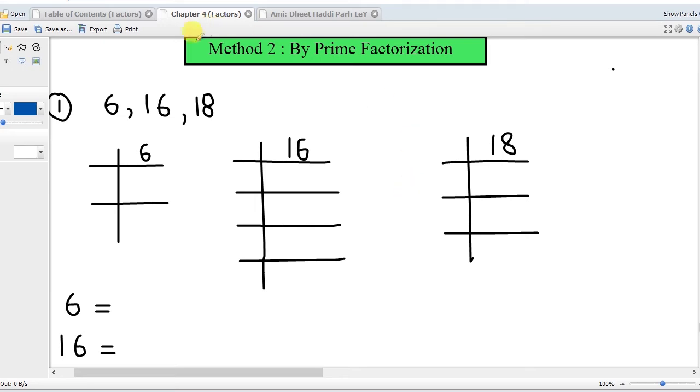Now we have to factorize. So start making factors of 6. Always start with the times table of 2. So 2 times what number is 6? 2 times 3 is 6.